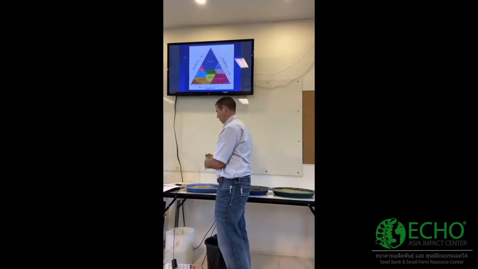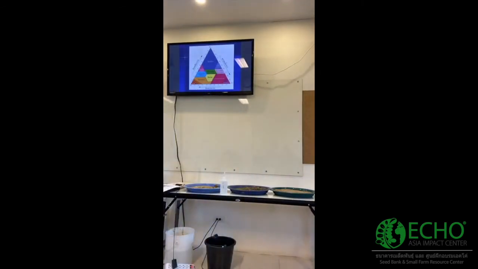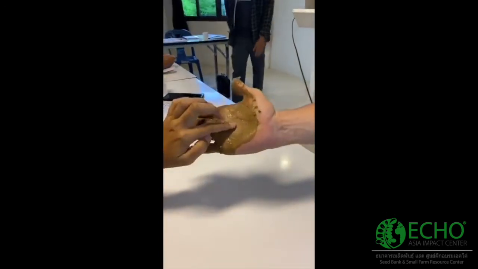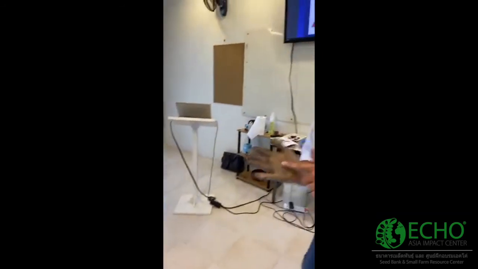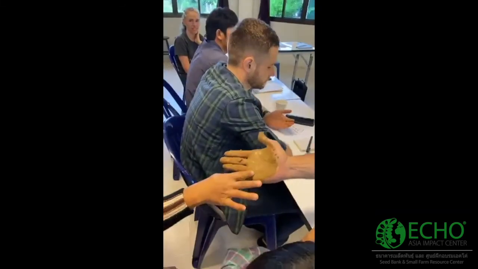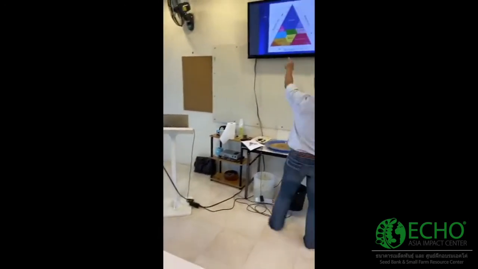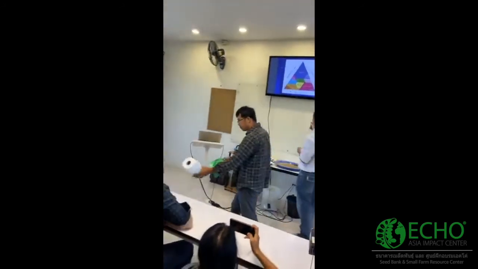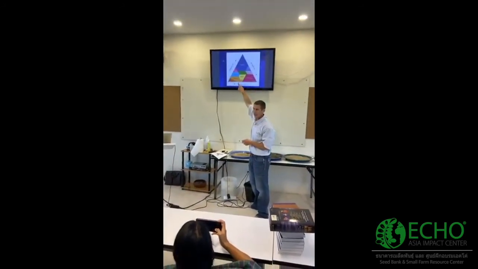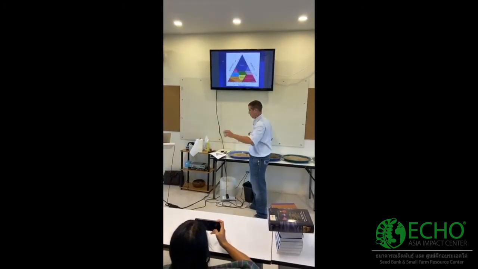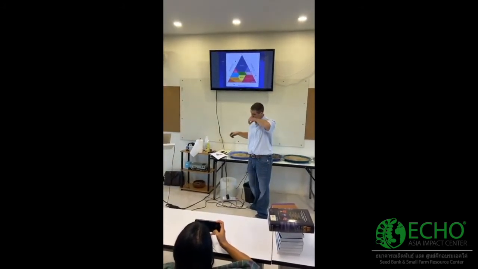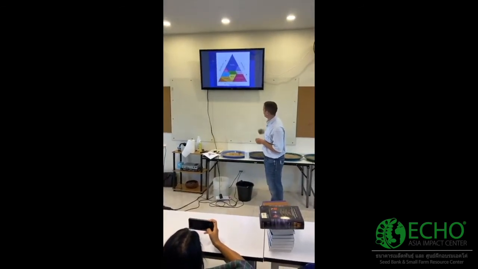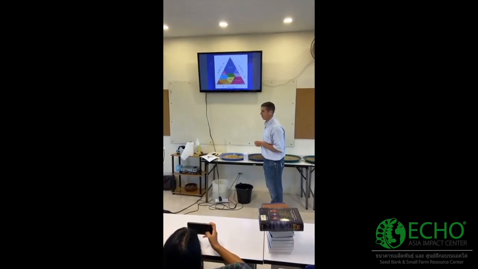Everybody feel it? Okay, so we know we're in the middle and I can feel sand, so we're going to say that it's this texture, right? Everybody see that? So this is going to be a sandy clay loam.